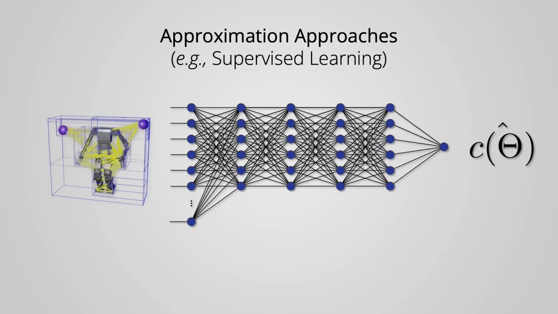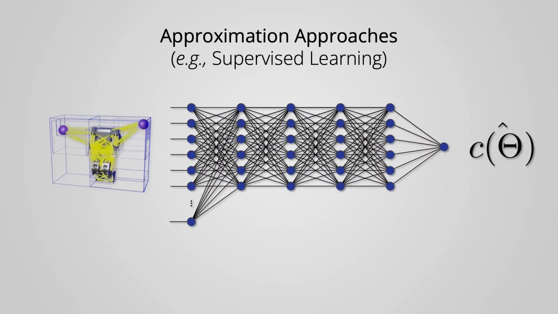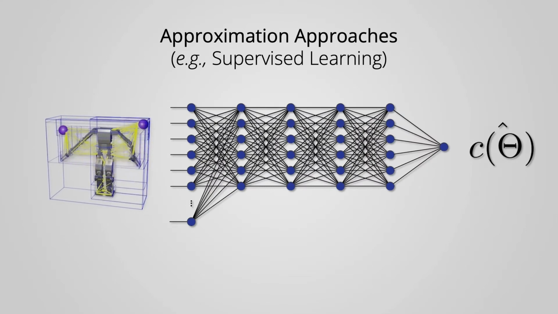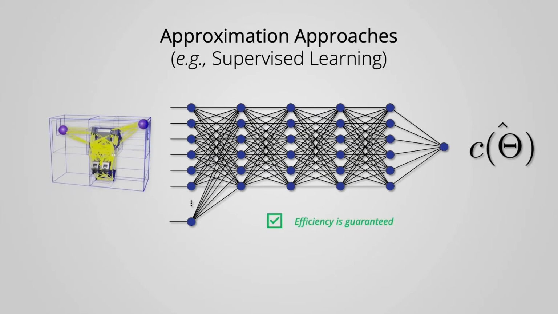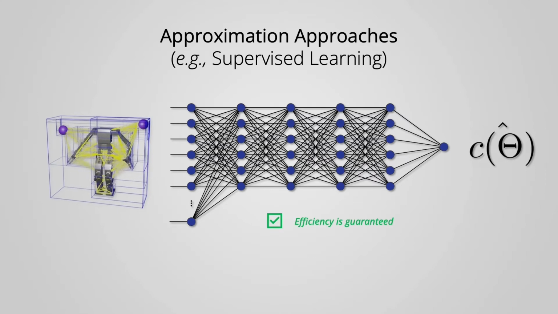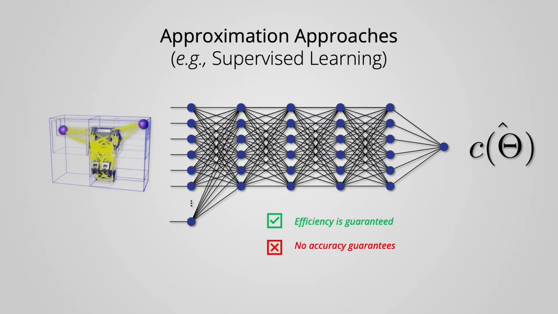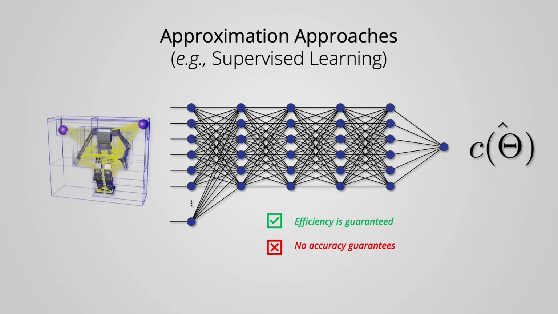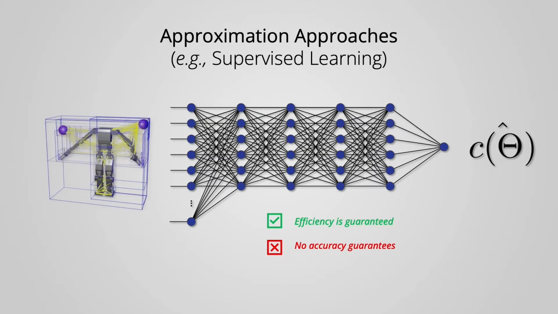Conversely, recent approaches have used supervised learning in order to train models that approximate proximity functions. These approaches have guaranteed efficiency as they just involve a single feed-forward pass through the model. However, the output value has no accuracy guarantees, and errors may be difficult to characterize or bound.